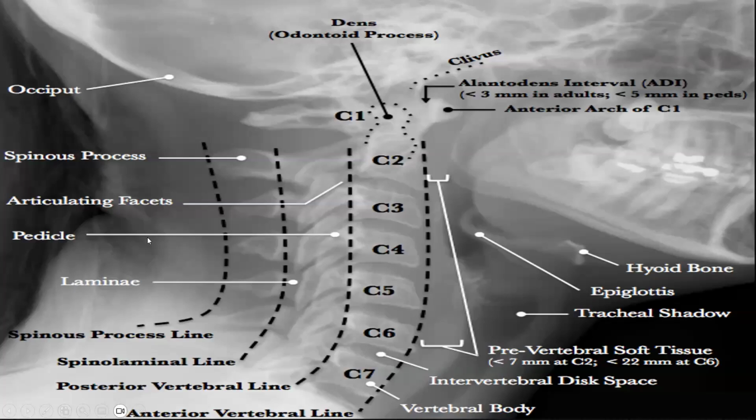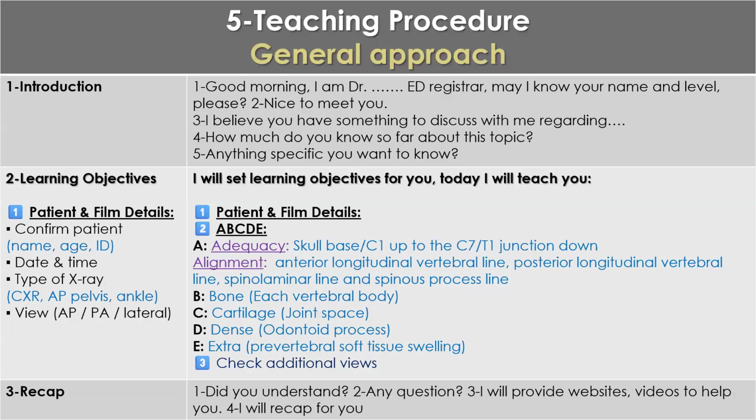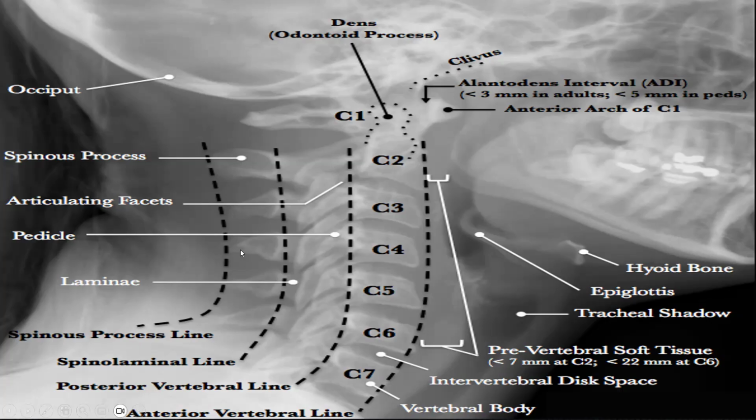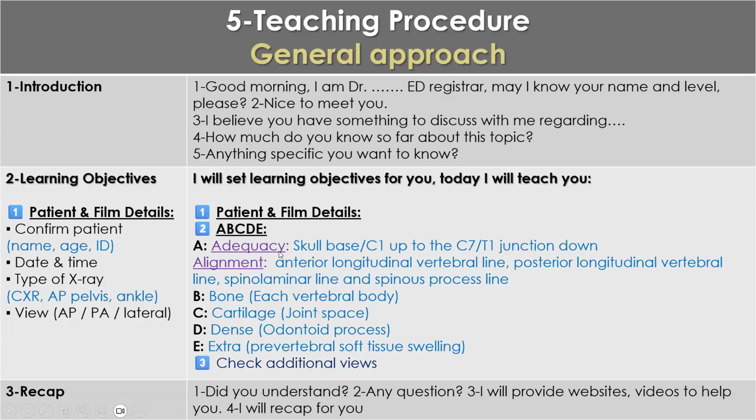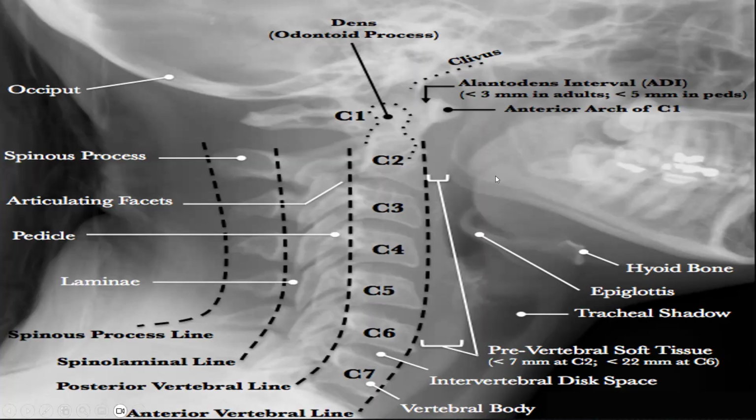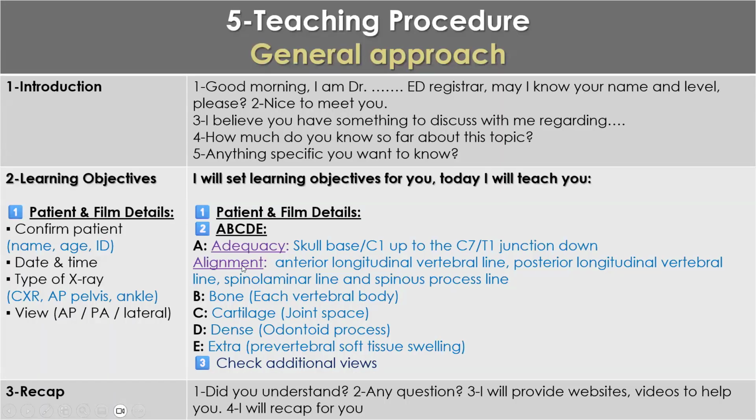Then we will check the alignment. We will check the lines. One is the anterior vertebral line. And here adequacy, you mean, doctor, from the skull up and the C1 junction, and down to the C7 and T1 junction, and the anterior border soft tissue and the posterior border soft tissue. Yes, sir. So for adequacy, we should see four borders. And alignment, what do you mean by alignment, doctor?